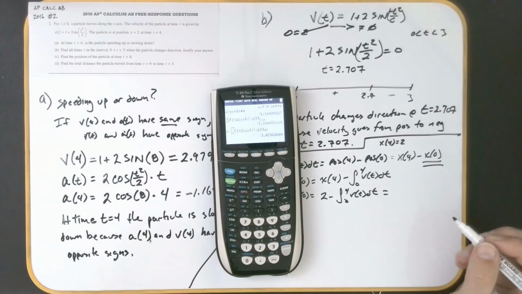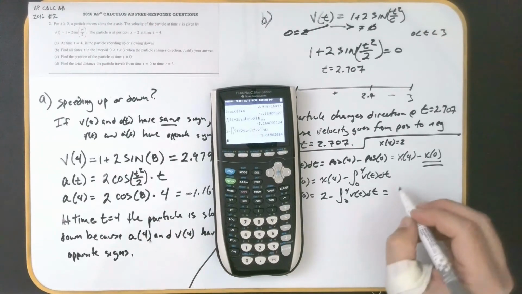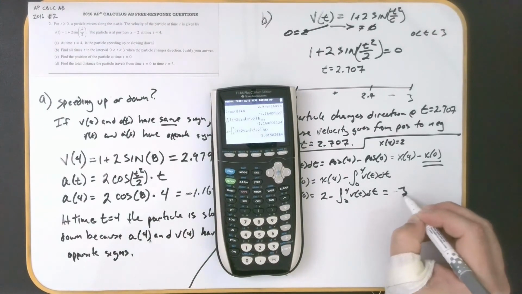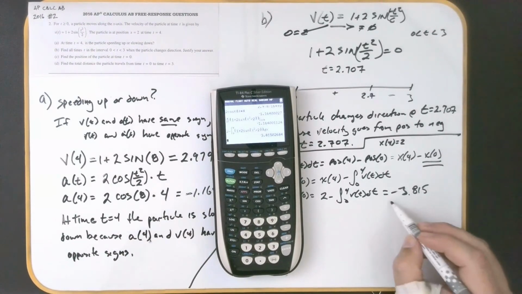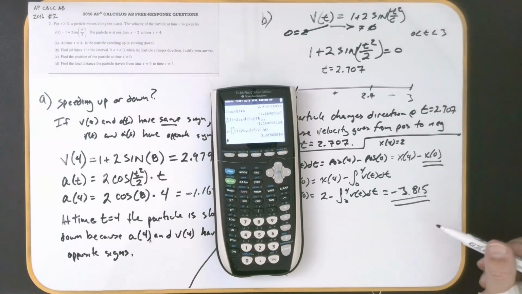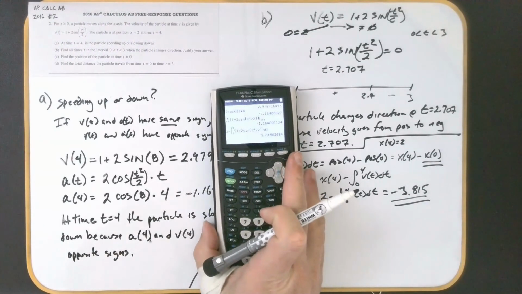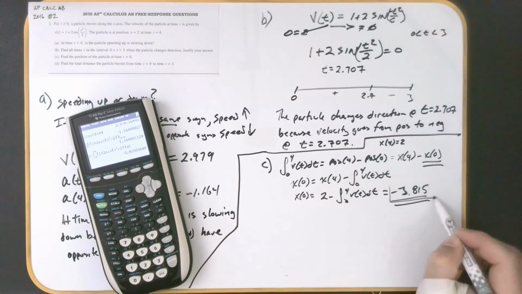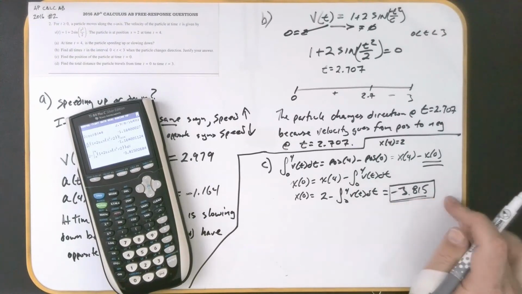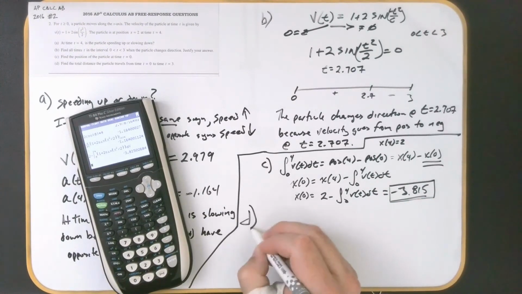We get negative 3.815. Okay, negative 3.815 is the initial position. So there's our answer. So x of 0 equals that. We've got it. Okay. Now it's time for part D.